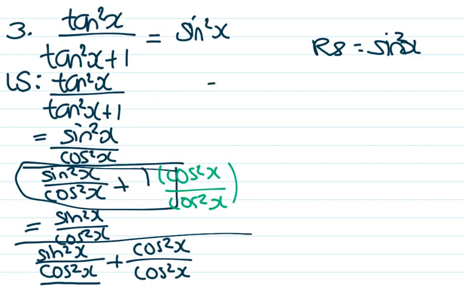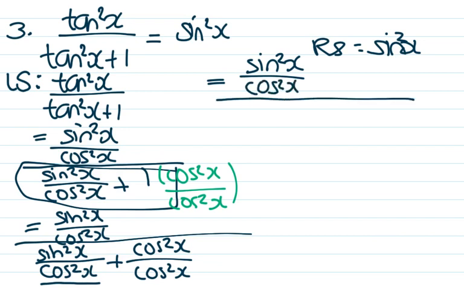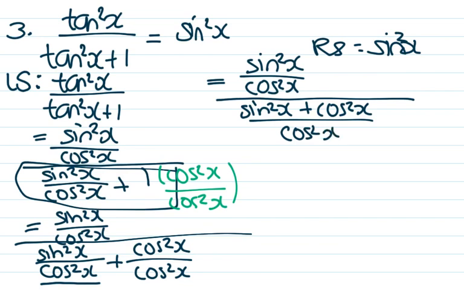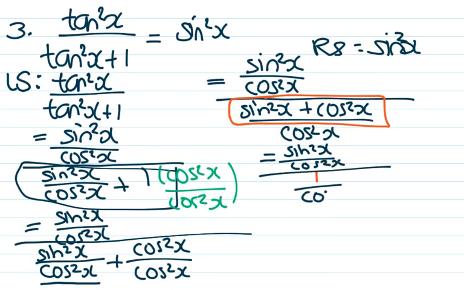I'm going to continue up here. So I'm left with sine squared x over cos squared x all over sine squared x plus cos squared x over cos squared x equals sine squared x plus cos squared x. Again, Pythagorean identity, I'm going to replace that with a 1. So I'm left with sine squared x over cos squared x all over 1 over cos squared x.